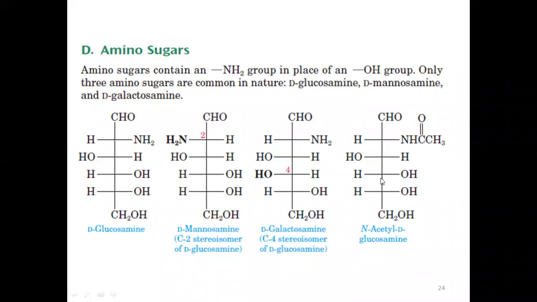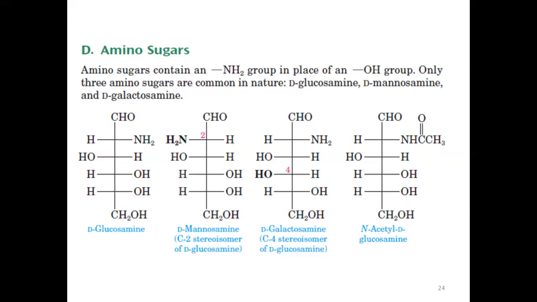Okay, and so on. And here it's an N-acetyl D-glucosamine. So you have your glucosamine here, but instead of NH2, you have an acetyl group here, a carbonyl bonded to CH3. So from glucosamine, it's being bonded to the acetyl group, and you call this one N-acetyl D-glucosamine. This one is also very abundant in biological systems. You can see a lot of this.